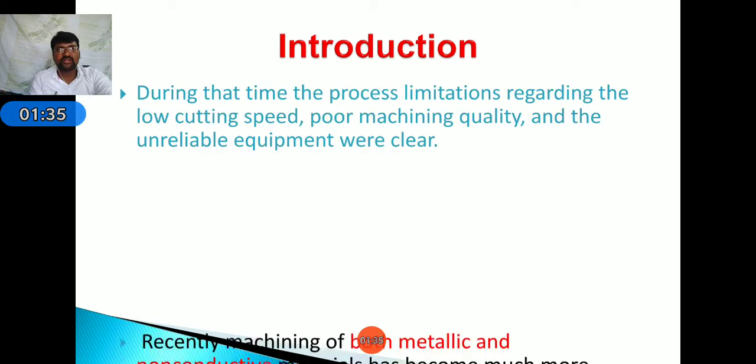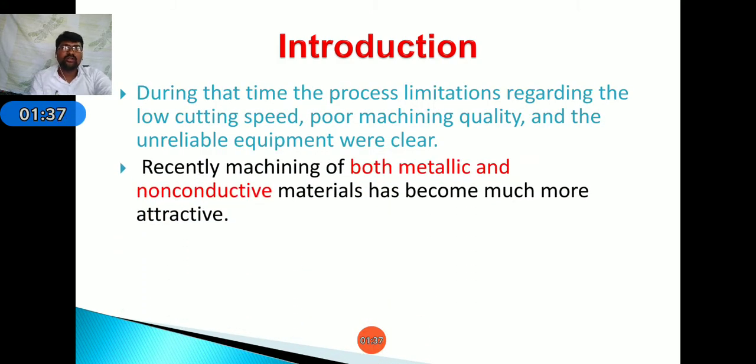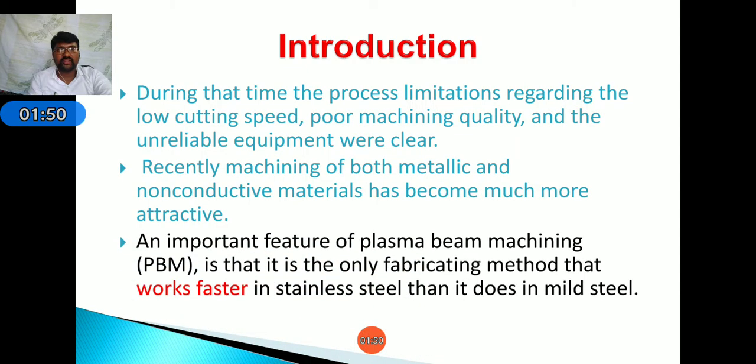For that reason, there was no development at that time. Recently, machining of both metallic and non-conductive materials has become more attractive. An important feature of plasma beam machining is that it is the only fabricating method that works faster in stainless steel than in mild steel.